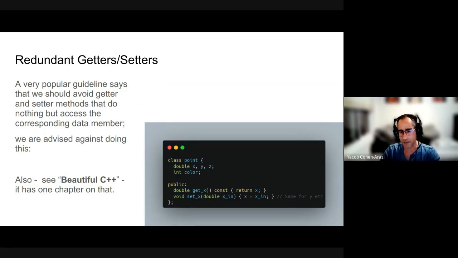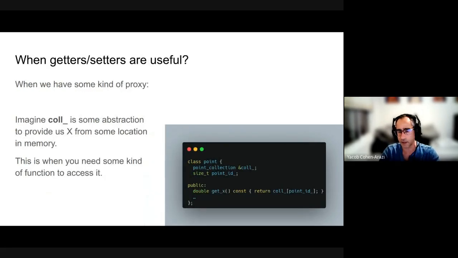Obviously, if you want to do some checks or more actions on the get and the set, then yes, the getter and setter might be justified. But just plain return X or assigning to X is not a good API, so you should avoid that. And this is an example of something that might be justified.